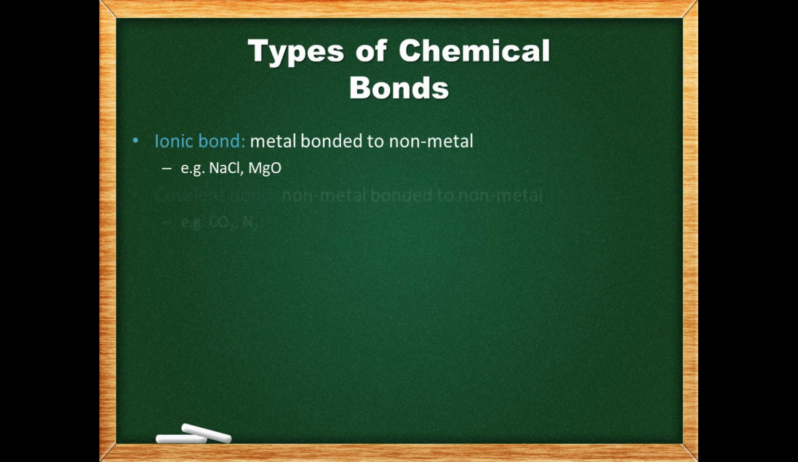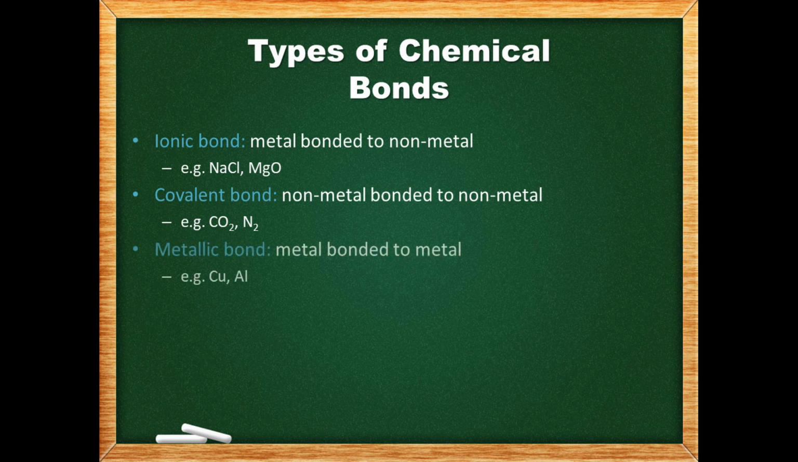The atoms involved in a covalent bond are both nonmetals. Covalent bonds are in carbon dioxide and diatomic nitrogen. In this course, we'll mainly focus on ionic and covalent bonds, though we'll take a brief look at metallic bonds. These are formed when metal is bonded to metal, such as copper or aluminum.